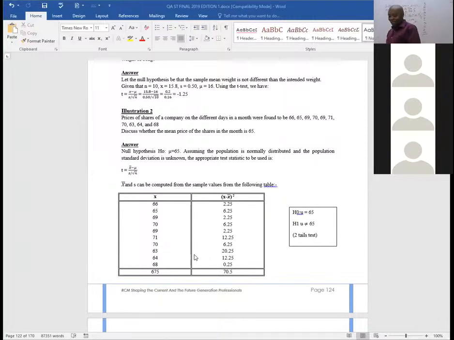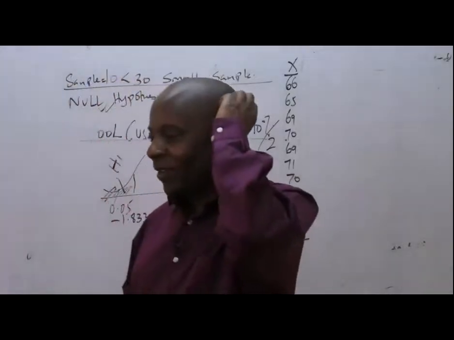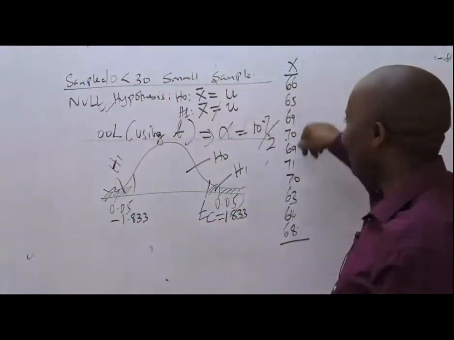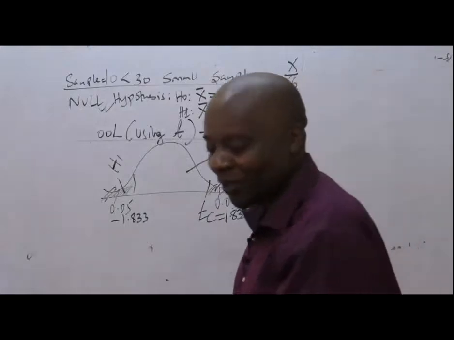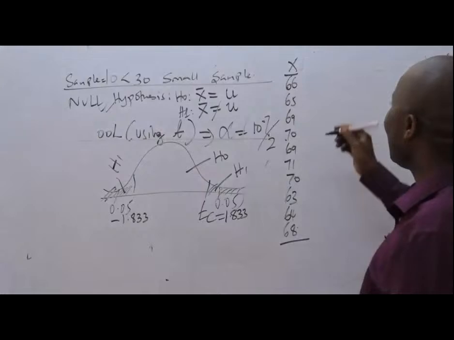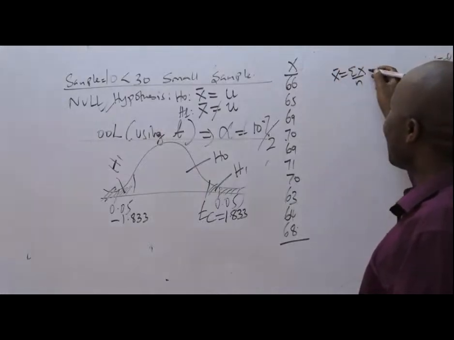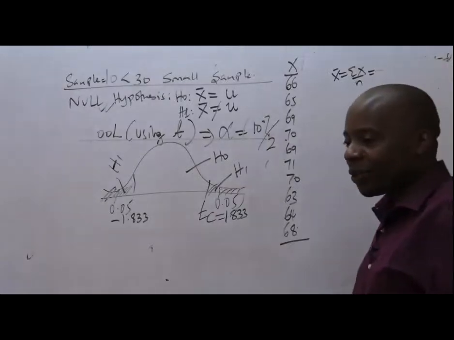You bright students of mine, could you kindly help me out? What do you think shall I do to be able to get X bar? To get X bar is a very simple thing. The first thing you'll do is to come and add. Give us the total. So X bar will be summation of X divided by N. Is there anybody who is able to give me the summation of X?